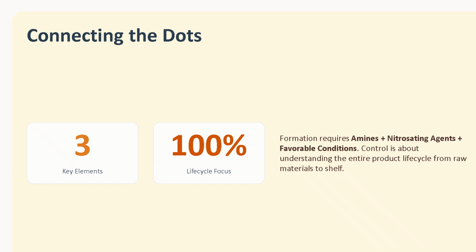Now let's connect everything we've discussed. Nitrosamine formation always comes down to 3 key elements: amines, nitrosating agents, and favorable conditions. If all 3 are present at any stage, whether in raw materials, process, or storage, you have a risk. This is why control isn't just about one step. It requires a full life cycle approach, from sourcing materials all the way to the product sitting on the shelf.